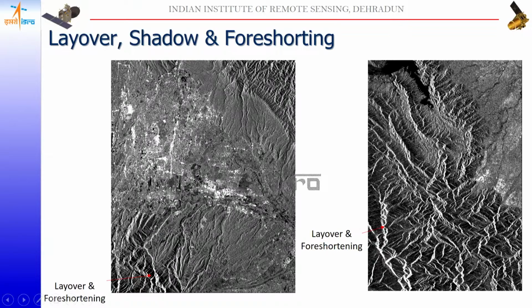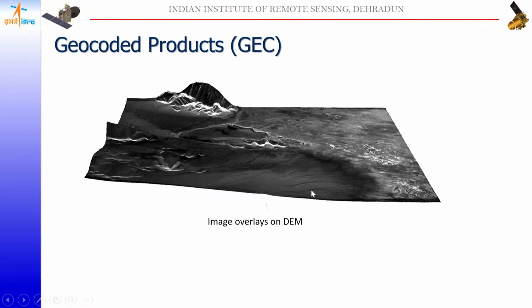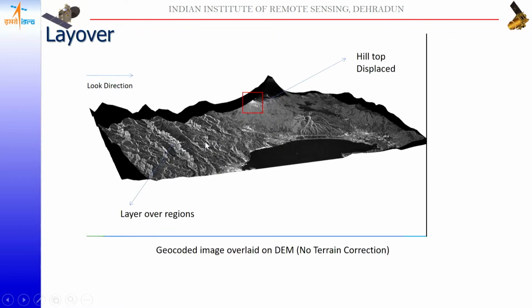You can see this is the US4 SAR image only. You can see the layover and foreshortening in the SAR image. All these are mountains here, but they do not appear like mountains in the SAR image. Now if we project this geocoded product on the DEM, you can see these are actually the layover and foreshortening effects. This is the mountain, and all this information is compressed and written here.